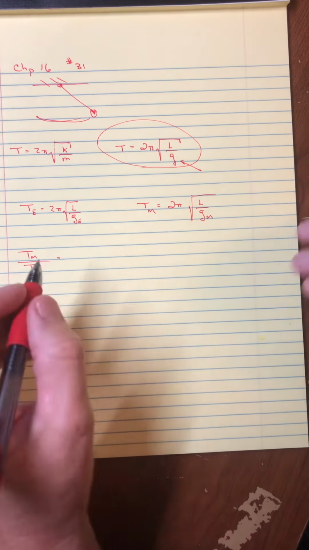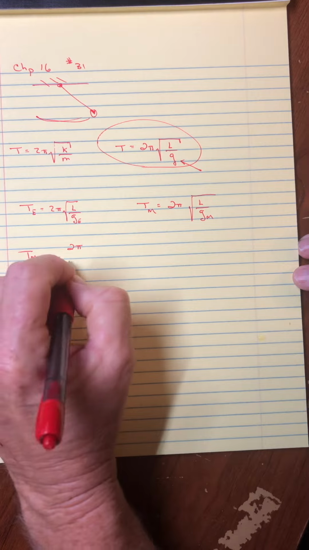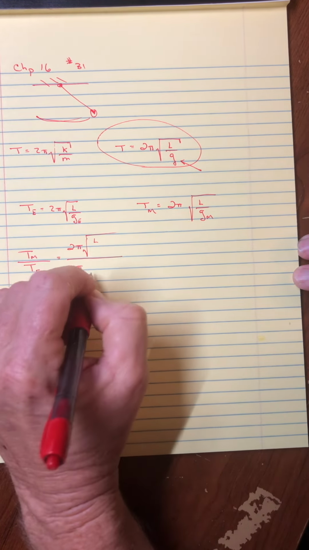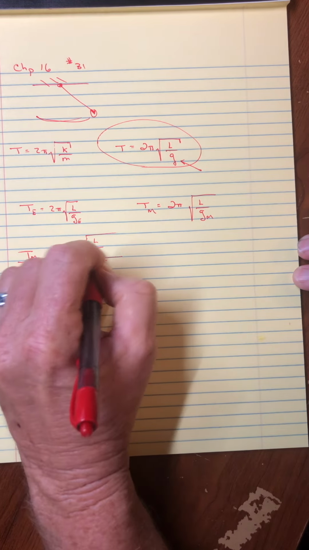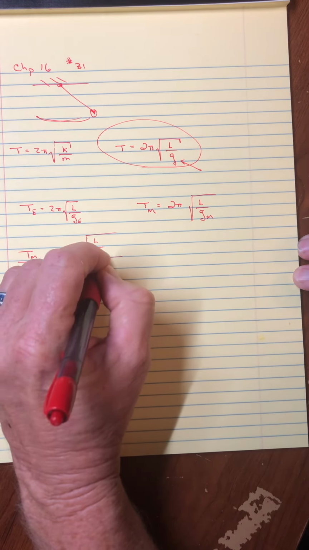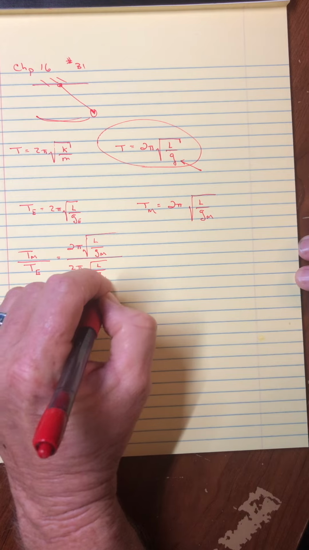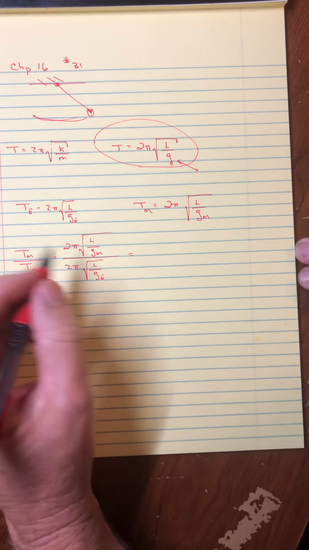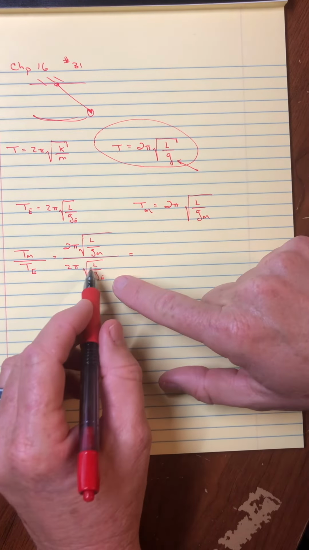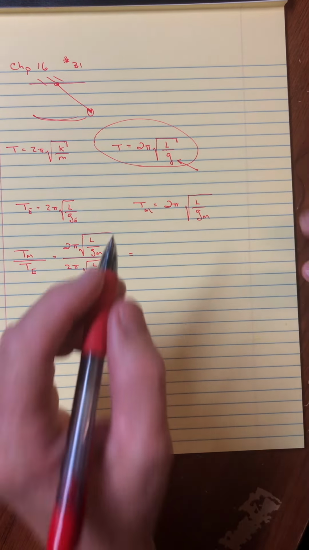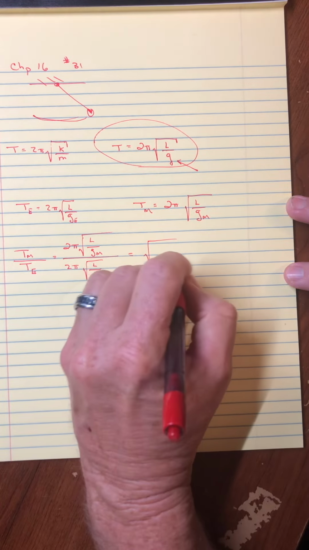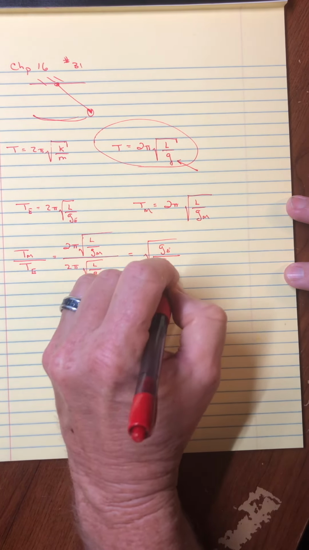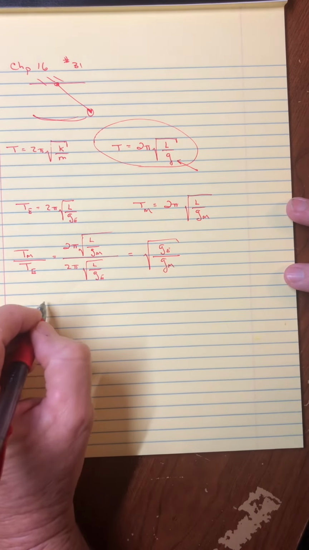So if you put these two on top of each other, they each have a 2 pi. They each have a square root of L. And of course, the difference is this would have a g of the moon and this would have a g of the Earth. So after canceling the 2 pi's and the L and then taking the denominator and flipping it, you're going to get the square root of g on the Earth to g on the moon.